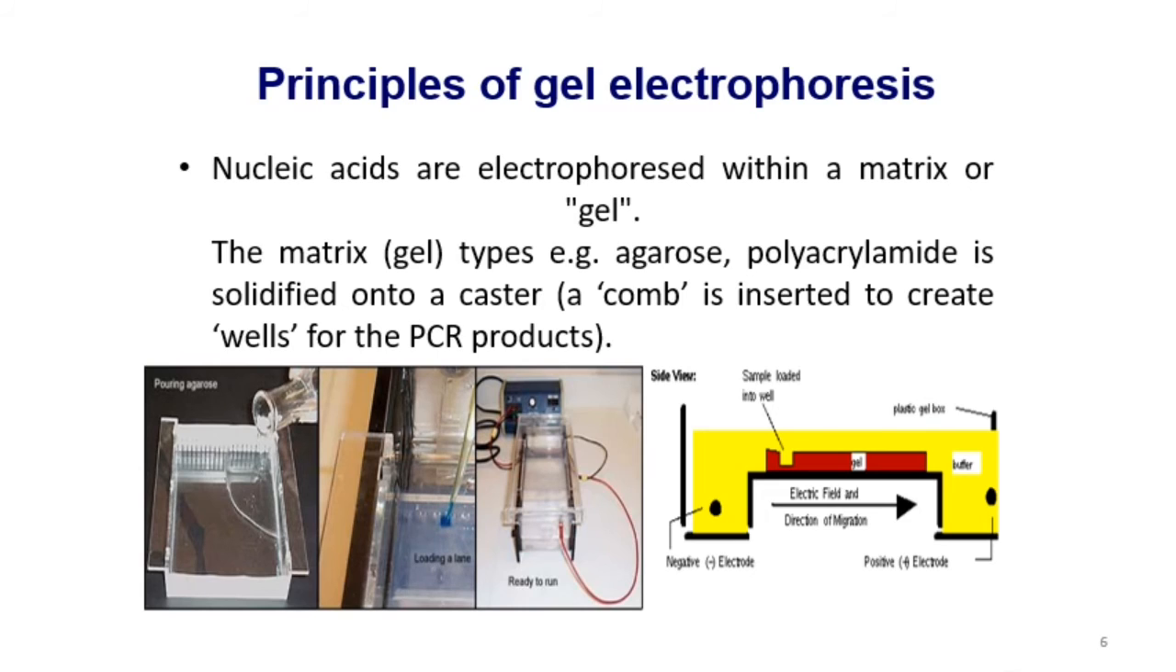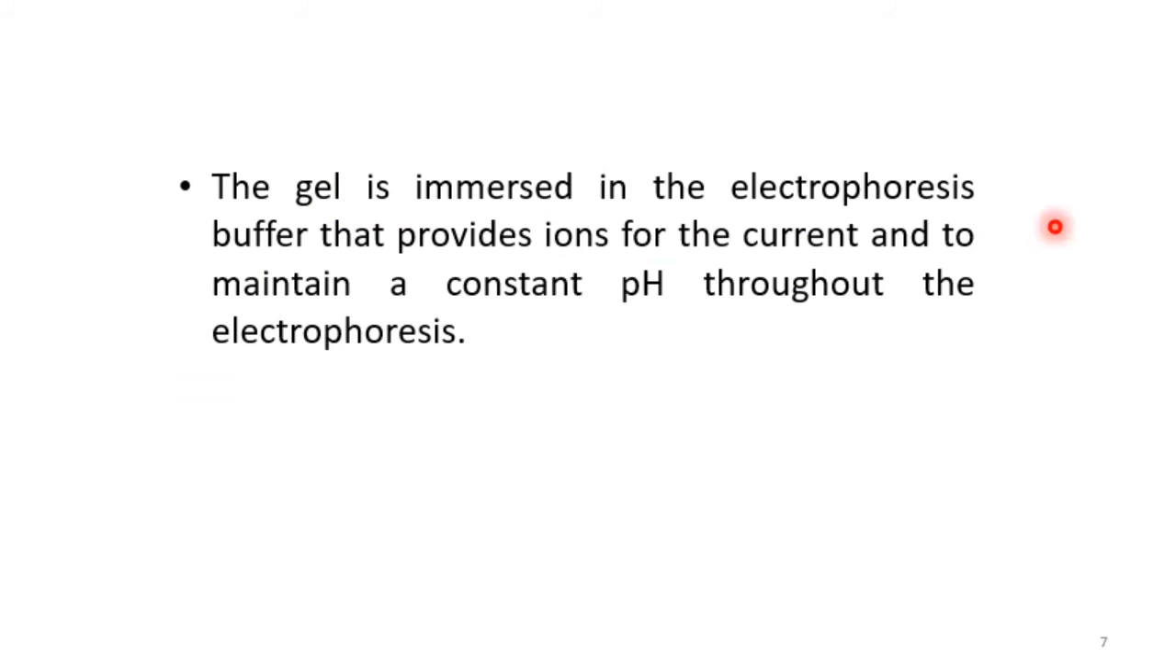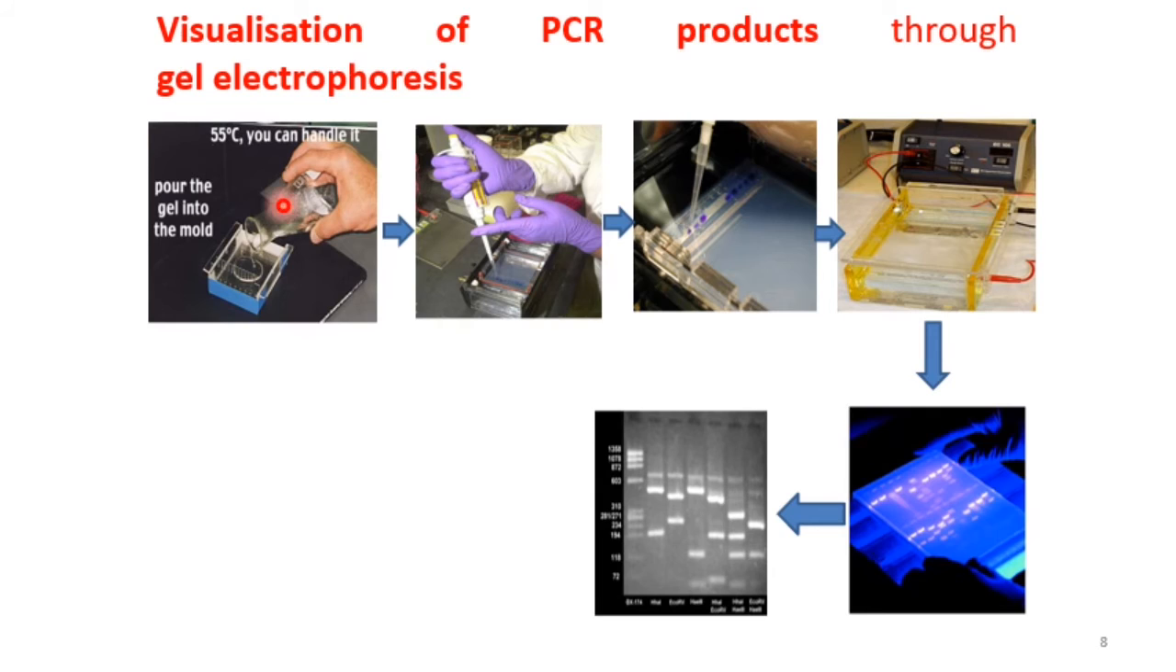After that, the gel is immersed in an electrophoresis buffer again, and this will provide ions for the current, and is important to maintain the pH throughout the electrophoresis. So this is how there will be visualization of the PCR product. We will have also a detail in the practical.